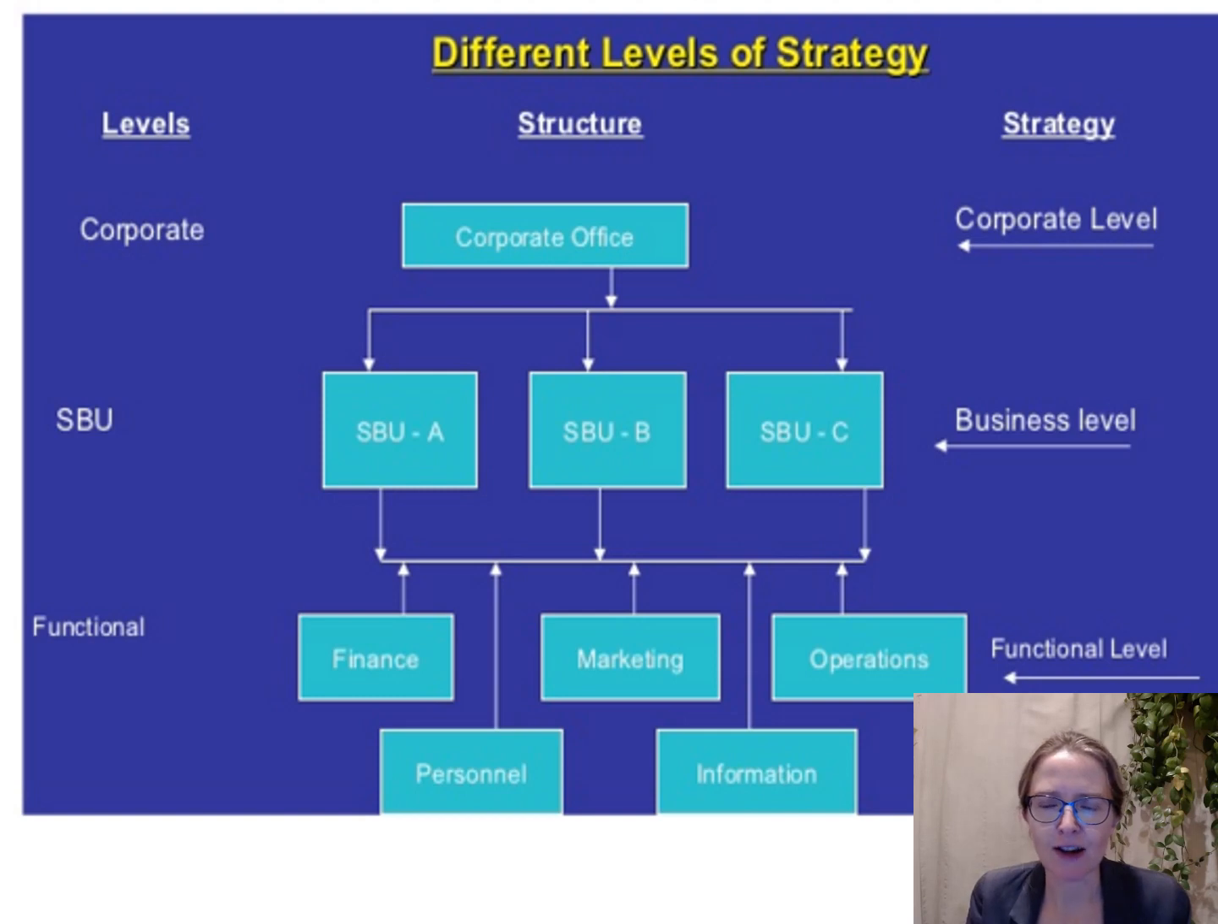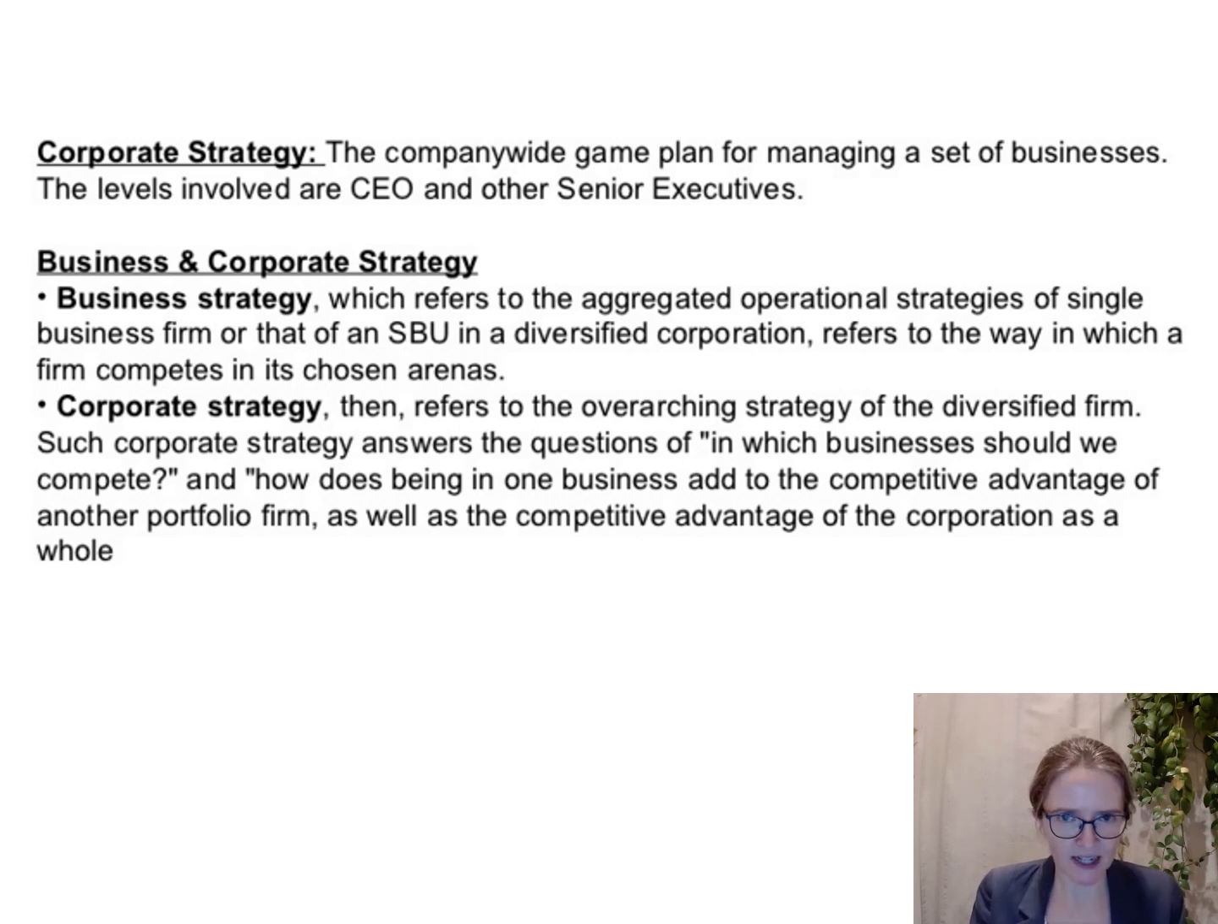We can see then that strategy at the very top level is at the corporate level. Then it breaks down into the business level, which is broken down into different business units. And then the functional level, which is separated into some of these areas that we have highlighted here. So the corporate strategy is the company-wide game plan for managing a set of businesses, and this involves the CEO and other senior executives. Let's just be clear, when we talk about business strategy, this refers to the aggregated operational strategies of a single business firm, or that of a strategic business unit in a diversified corporation.